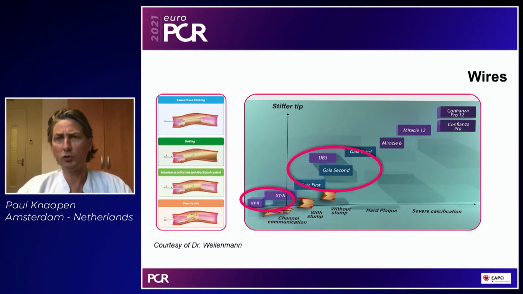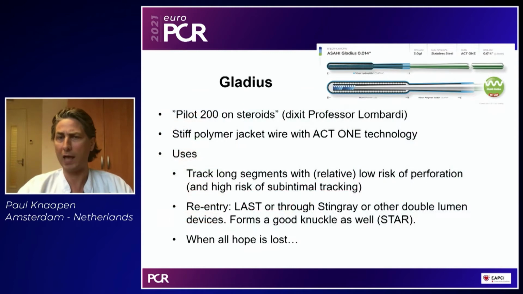And then a new introduction is the stiff polymer jacketed wires. A pilot-like wire is the Gladius. I'll tell you about that a little bit later. And if that doesn't work, you have stiff penetrative wires like the Confianza Pro 12 family. So basically 3 sorts of wires can tackle most of the CTOs, and your toolbox now only has to encompass these.